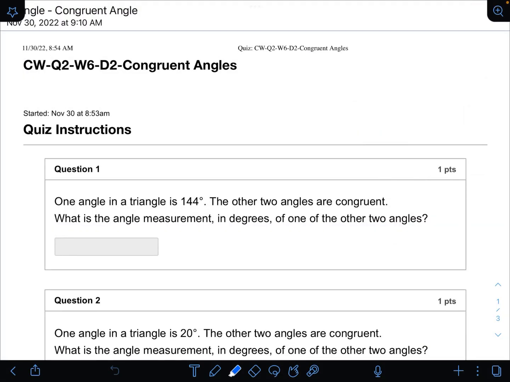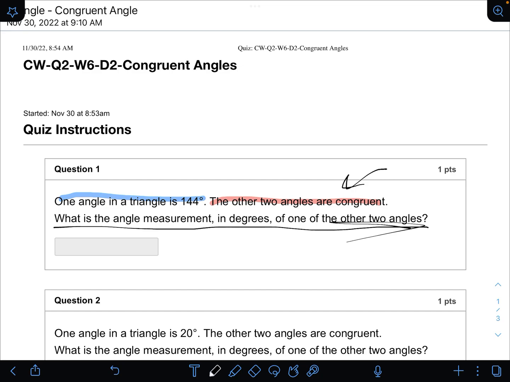Okay, so this is to get some weirder triangle stuff. One angle in a triangle is 144 degrees, and the other two angles are congruent. What we want to know is the angle measurement of one of the other two angles, the red ones. This seems kind of crazy, but if you break it down in pieces, it's not too bad.